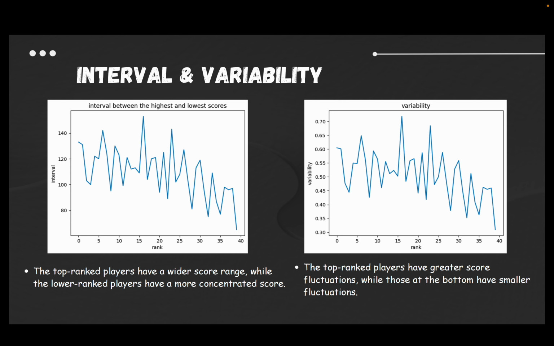Interval represents the difference between the highest and lowest score, and variability measures score fluctuations. The interval chart revealed the top ranked players have a wider range, while lower ranking players' scores are more concentrated. The variability charts show higher fluctuation in top ranked performers, while lower ranked performers show lower variability within a narrow score range.